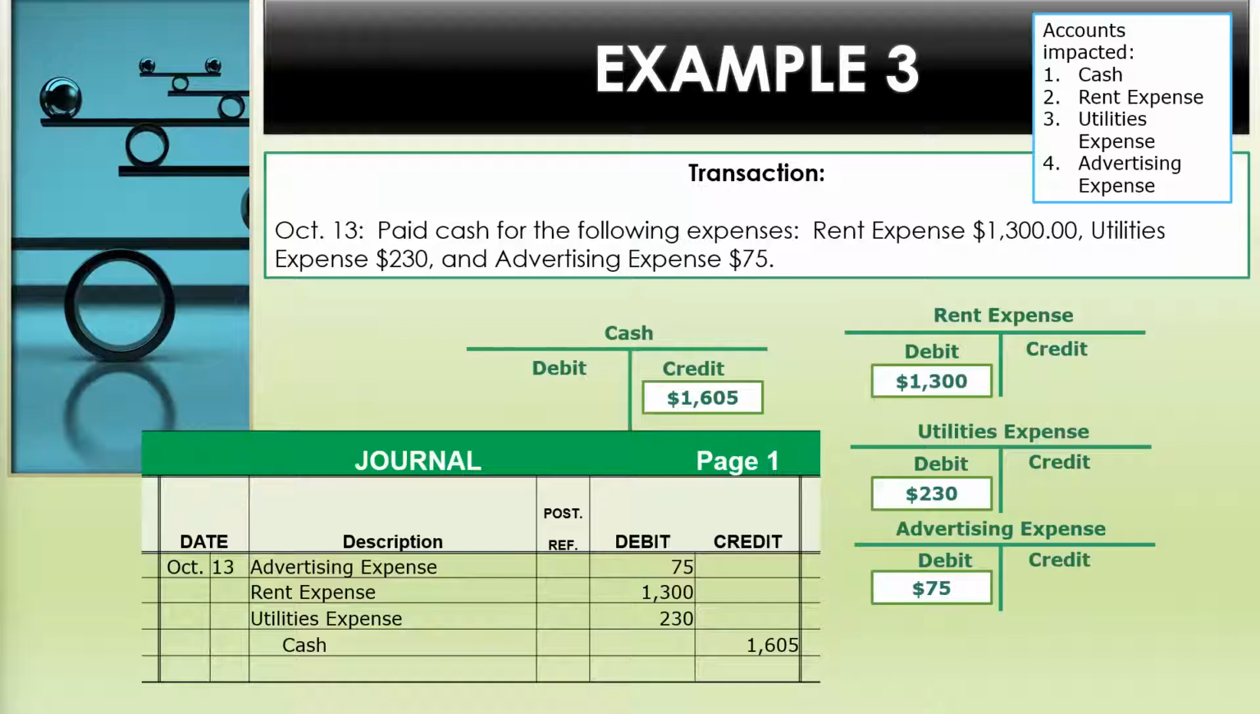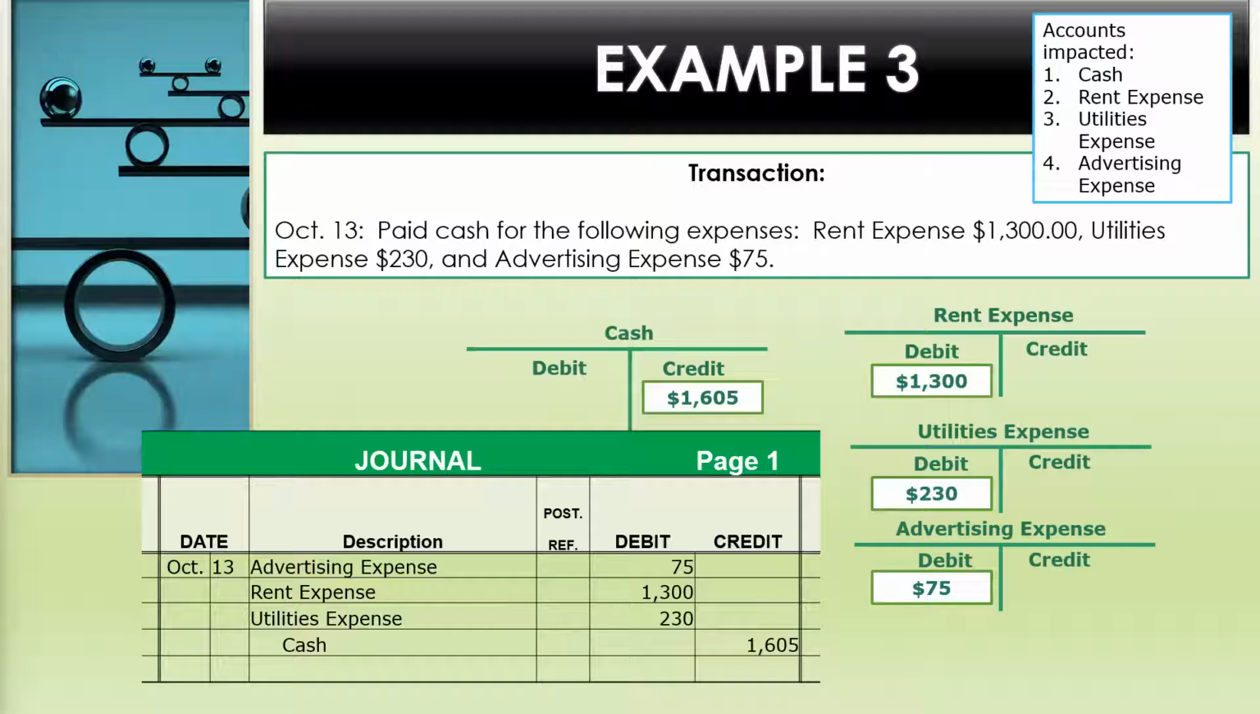The first thing we do is enter the date, and then we need to work with those debits first. So on the first line, we're going to enter advertising expense. This is just in alphabetical order. Advertising, rent expense, utilities expense. Those are listed here in alphabetical order, debits first.